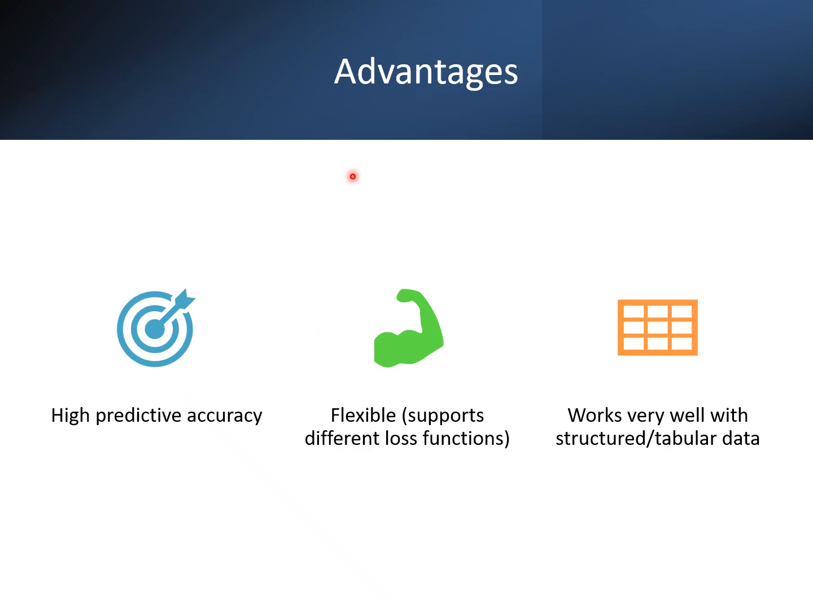So the advantage here is that since we are building weak learners, they are very good if we are looking at models that are very high in predictive accuracy. Also, they are flexible in the sense that they support different loss functions. That is the key advantage of the gradient boosting algorithms over random forest. Also, they work very well with structured and tabular data.